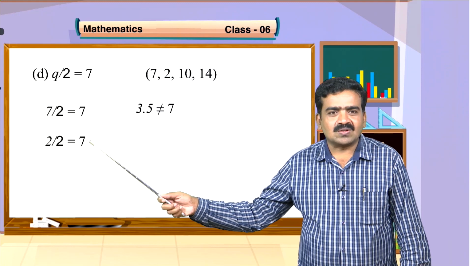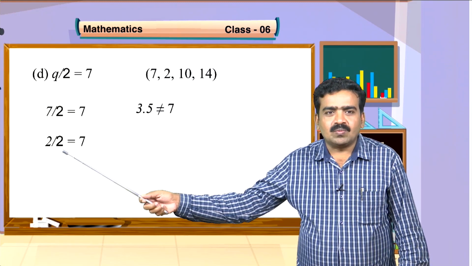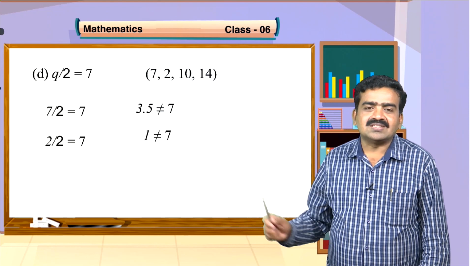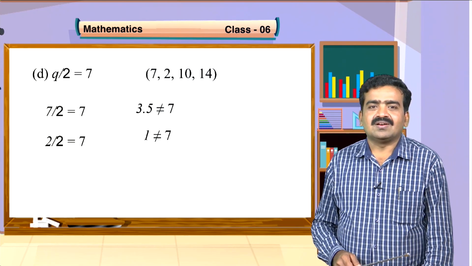2 by 2 is equal to 7. Then the left hand side, 2 by 2, gives us 1. 1 is not equal to 7. So, that is what we have to confirm.